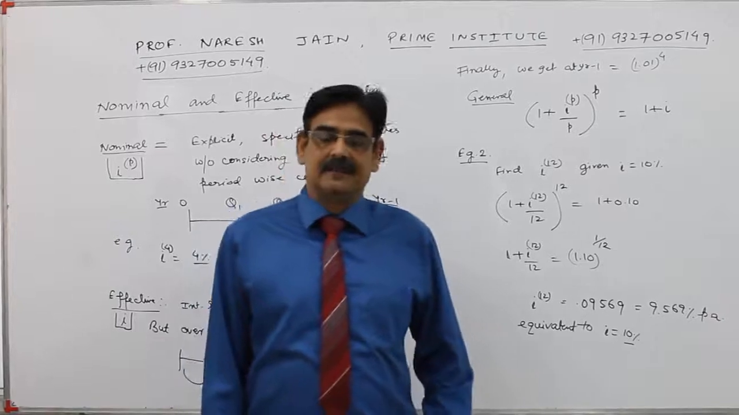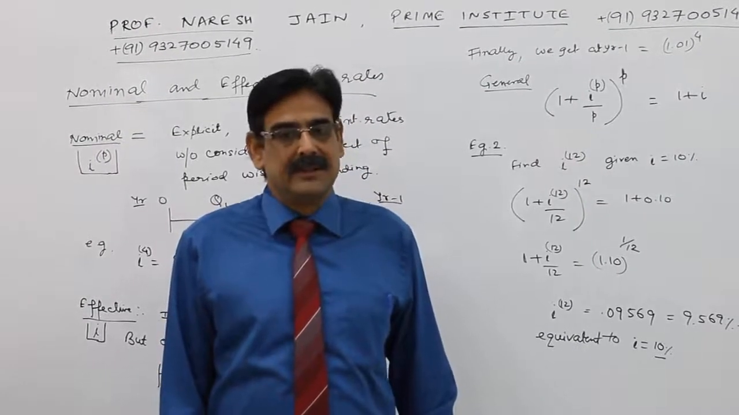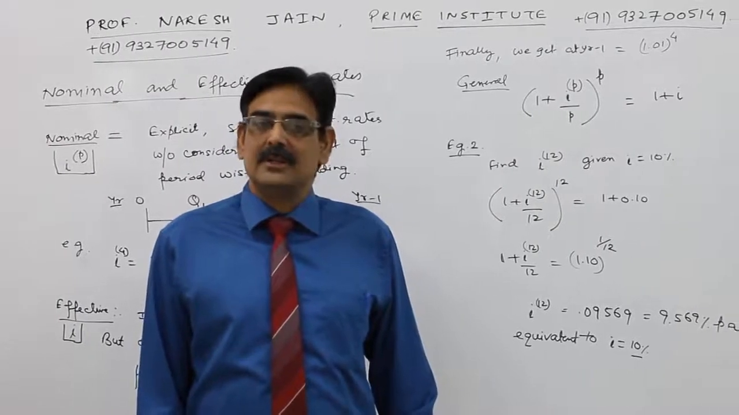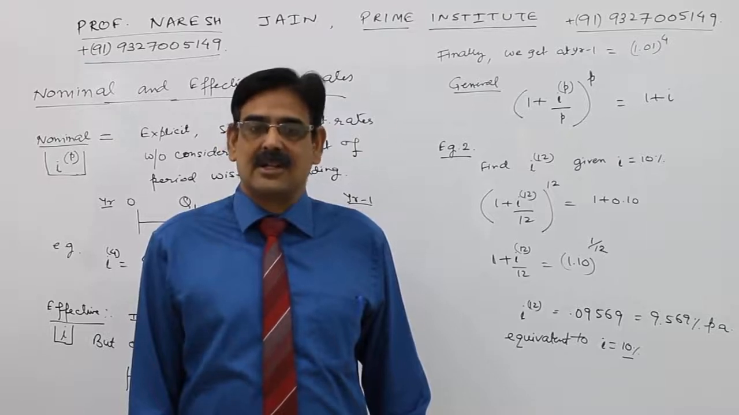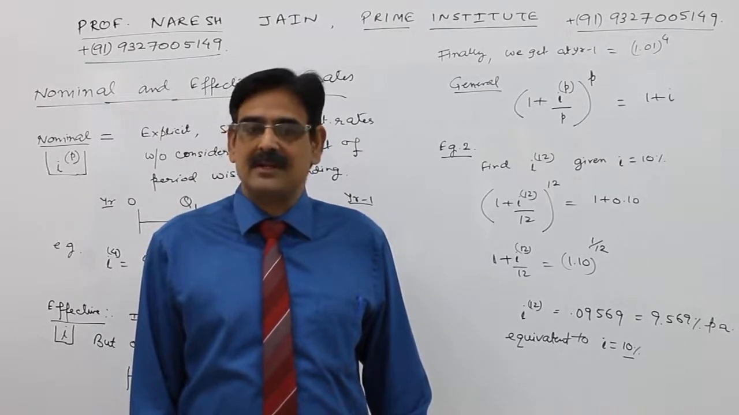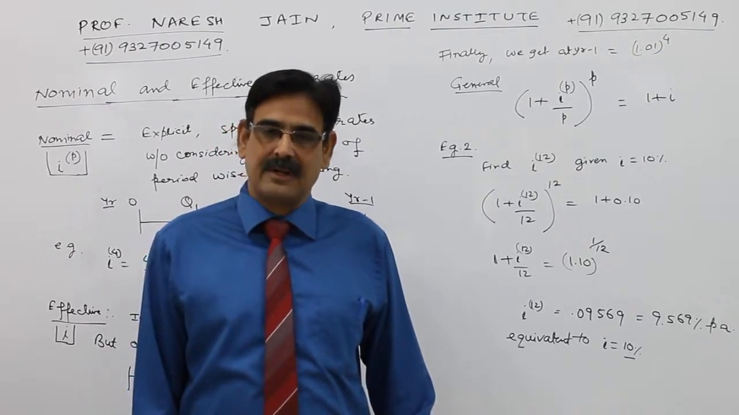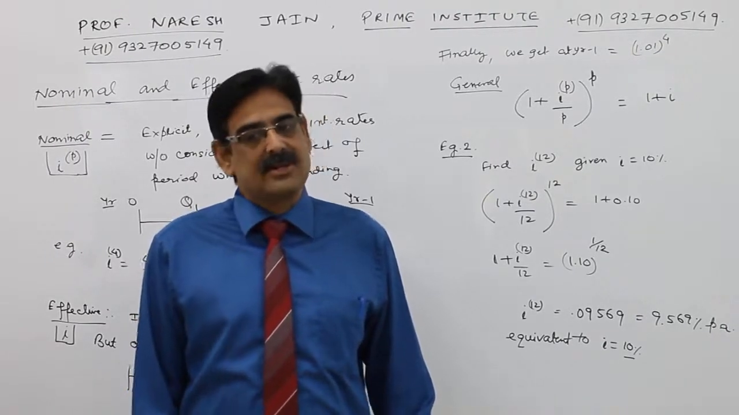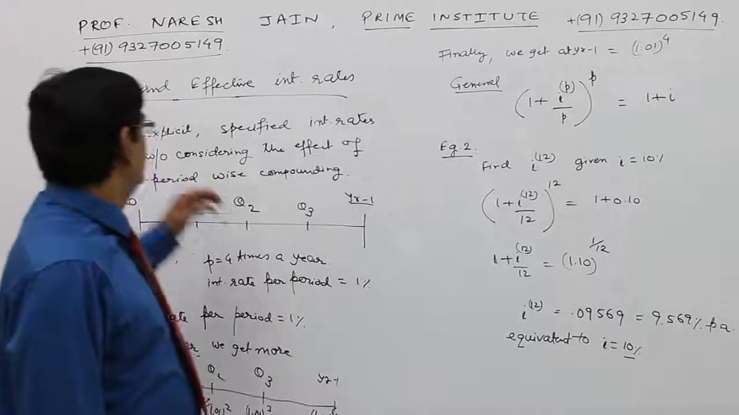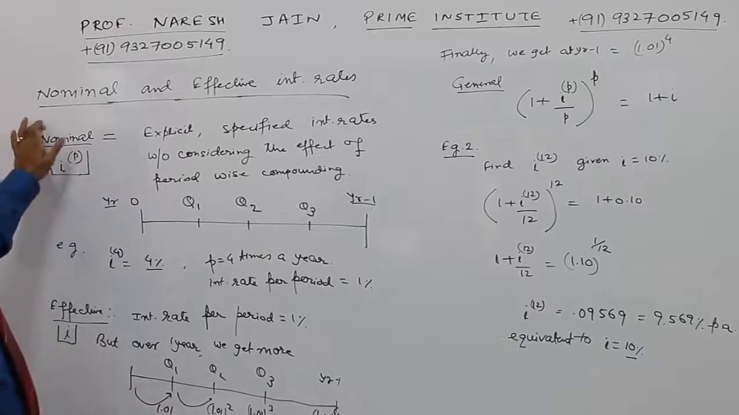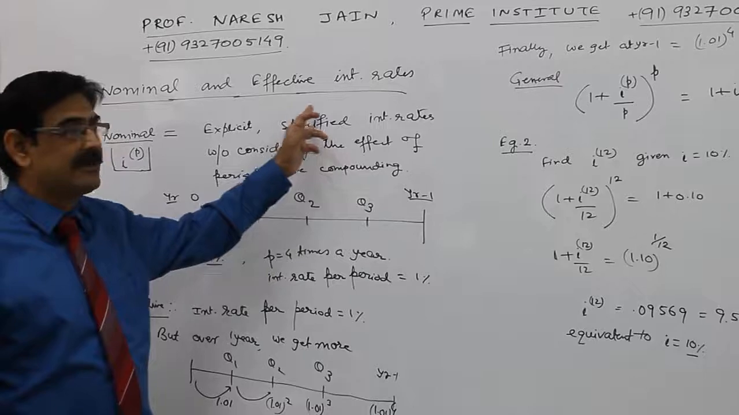Let's start with the basic concepts of CT1 concerned with time value of money, and more particularly the nominal and effective interest rates. A crystal clear understanding of these concepts is required throughout this subject and probably throughout the course of actuarial science. So let's try to understand these concepts in a little more depth. There are two kinds of interest rates, as we mentioned. One is nominal and another is effective interest rates.